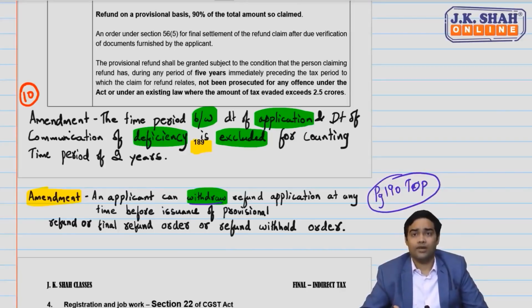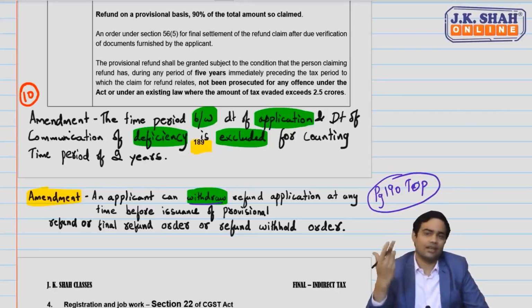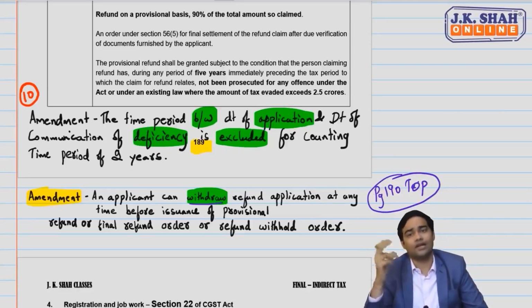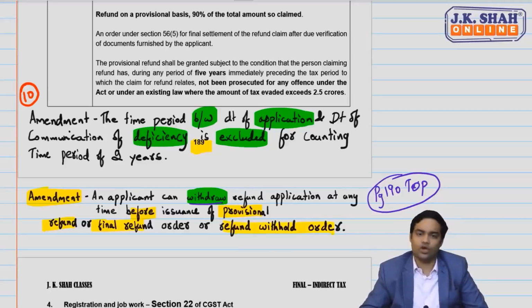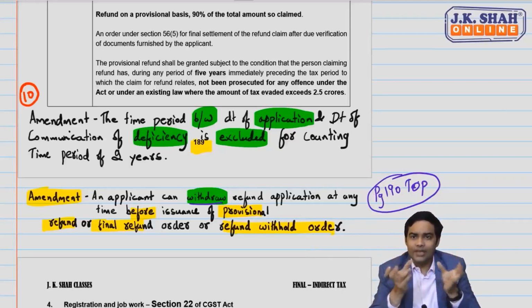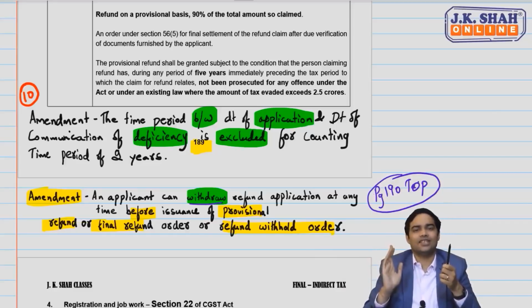That's something very good, because sometimes when there is a mistake which we have committed, now you can withdraw the refund application and file a fresh refund application. Earlier we had to wait till the officer sends a deficiency memo, but now withdrawal is allowed. But withdrawal is allowed before he issues a provisional refund or final refund or refund withhold order, where he is withholding the refund or stopping the refund because of any other case where you have a payable amount.